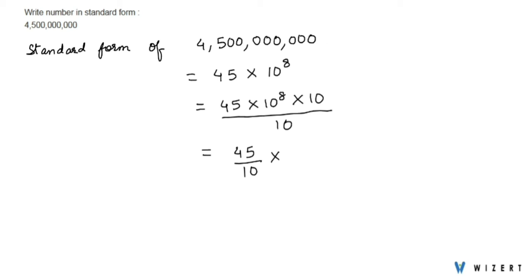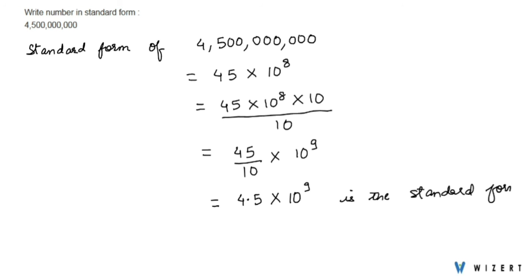So 10 to the power 8 multiplied by 10 can be written as 10 to the power 9, because the powers are added with the same base. So 45 by 10, if we have to write in decimal form, can be written as 4.5 multiplied by 10 to the power 9. So this is how we write any number in its standard form. So we can say this is the standard form of the given number.